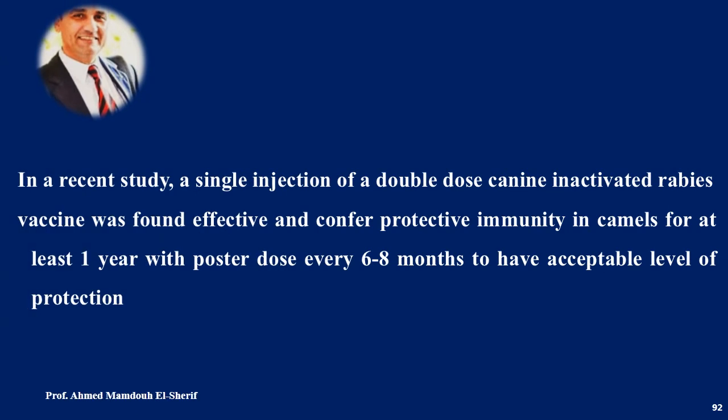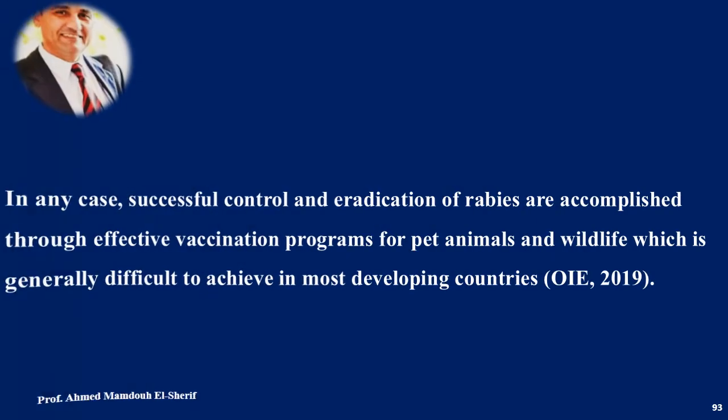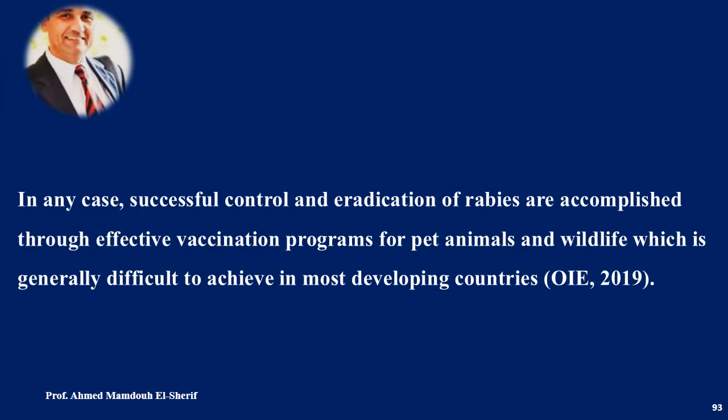In recent studies, a single injection of a double-dose canine inactivated rabies vaccine was found effective and conferred protective immunity in camels for at least 1 year, with a booster dose every 6 to 8 months to maintain an acceptable level of protection. In any case, successful control and eradication of rabies are accomplished through an effective vaccination program for pet animals and wildlife, which is generally difficult to achieve in most developing countries. This is reported by OIE 2019.